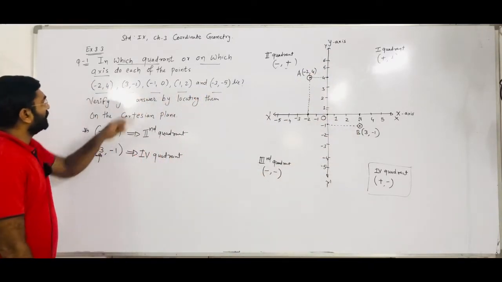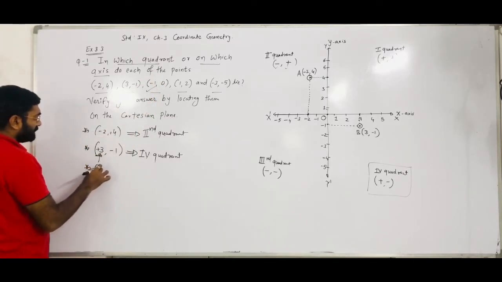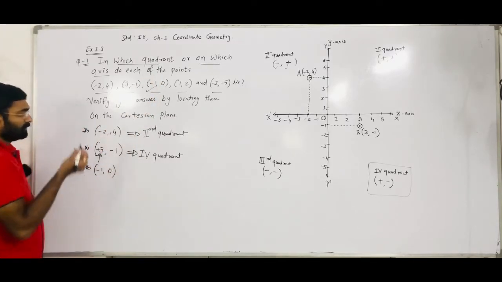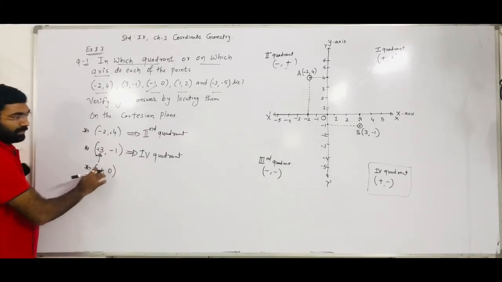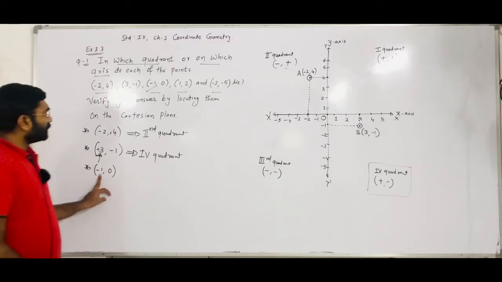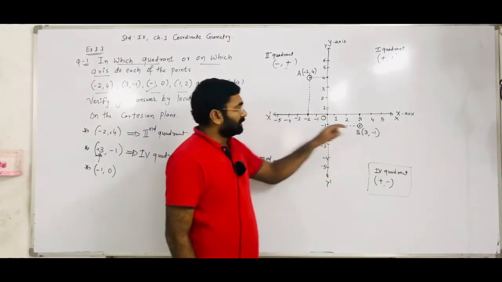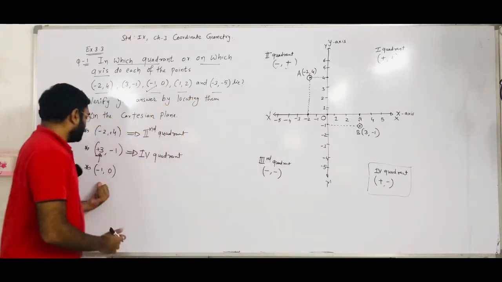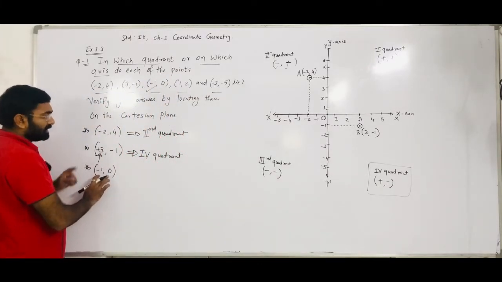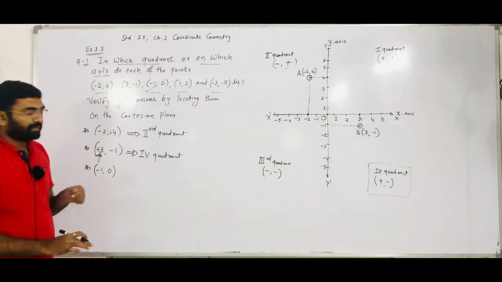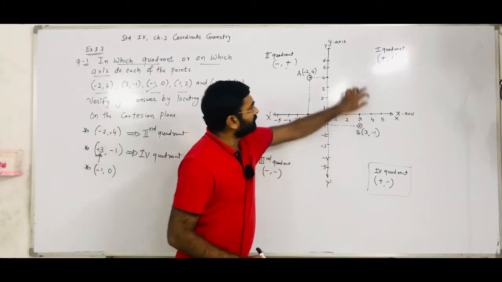Now the third point, which is minus 1, 0. Now see here. Whenever either the x coordinate or the y coordinate is 0, then your point always lies on an axis, not in a quadrant.